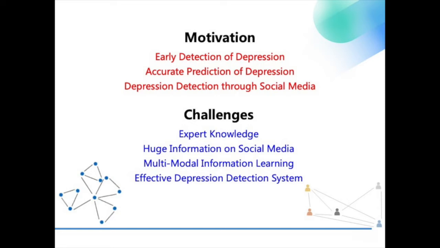First, expert knowledge is a big challenge for us. The traditional approach of depression detection requires experts to diagnose a mental disorder. Can we use social media data to accurately predict the detection without expert knowledge? The second, social media contains huge information like billions of texts, images, videos, and so on. How to effectively use this huge amount of information to design our system is also a challenge.